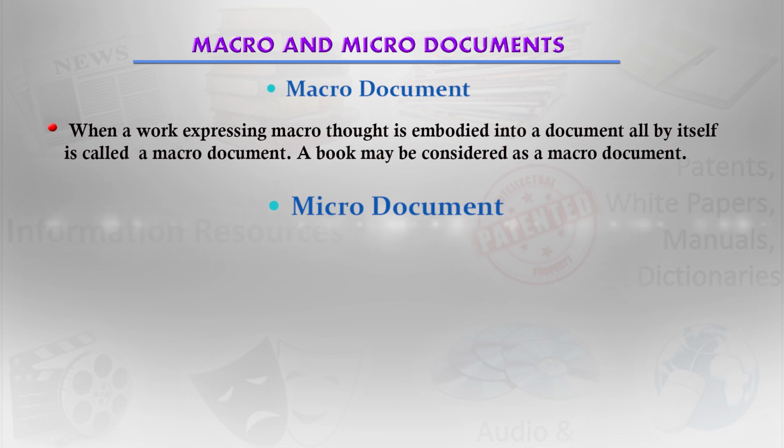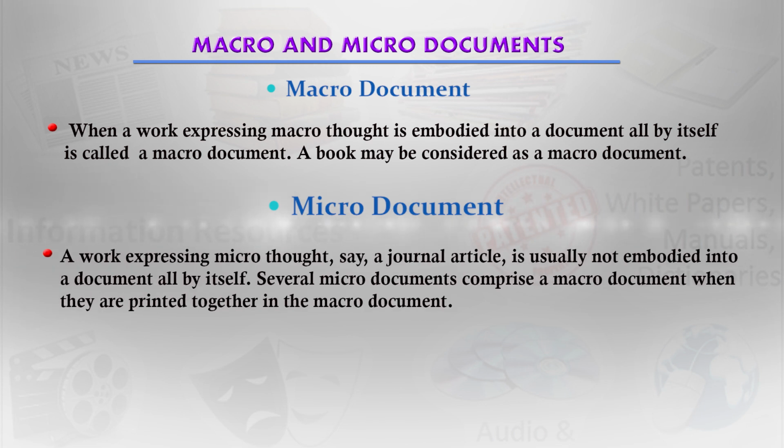Macro documents: when a work expressing macro thoughts is embodied in a document all by itself is called a macro document. A book may be considered as a macro document. Then comes the micro document. A work expressing micro thoughts, say a journal article, is usually not embodied into document all by itself. Several micro documents comprise a macro document when they are printed together in the macro document.